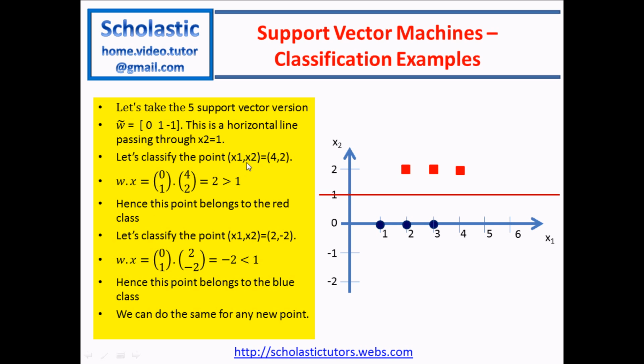So here the first point belongs to the positive class, and the second point we took is 2, negative 2. Obviously it is here, but mathematically how do you do it? You substitute here: 0 times 2 is 0, plus 1 times minus 2, which is less than 1. So you can say that this point belongs to the blue class.